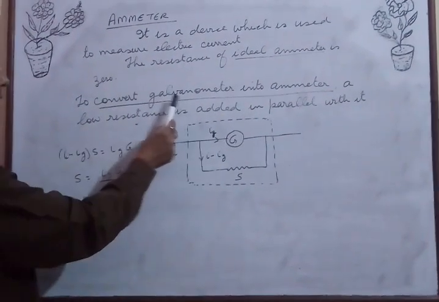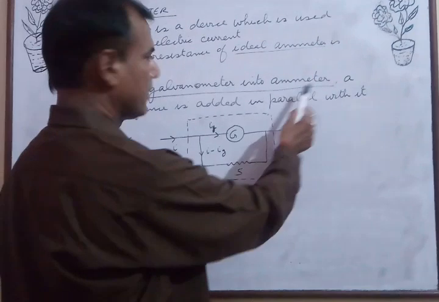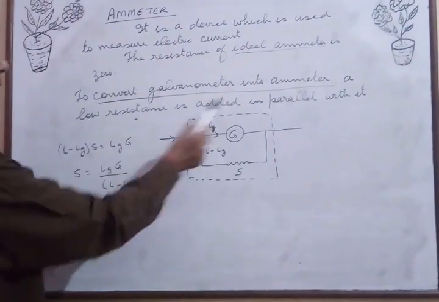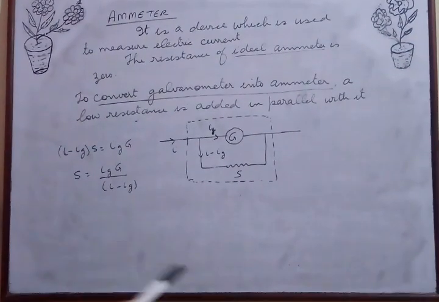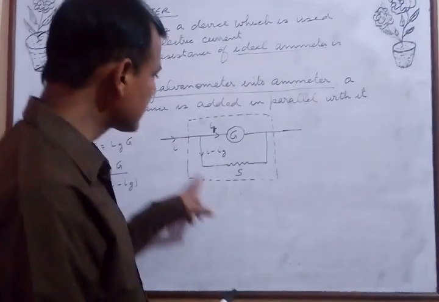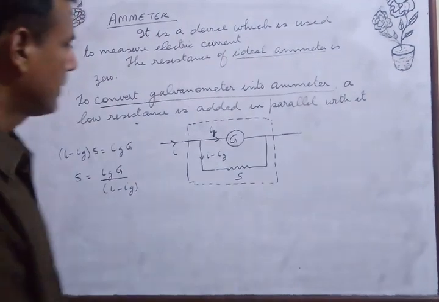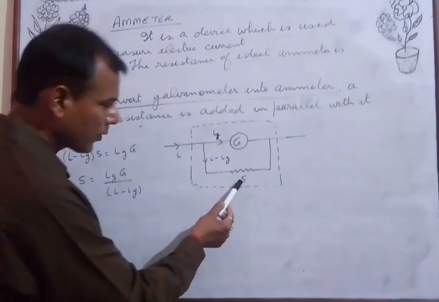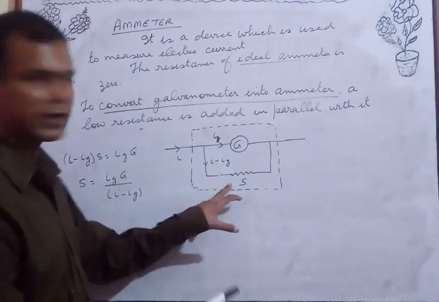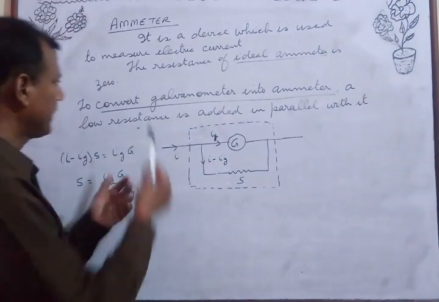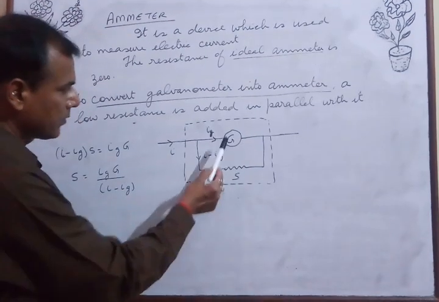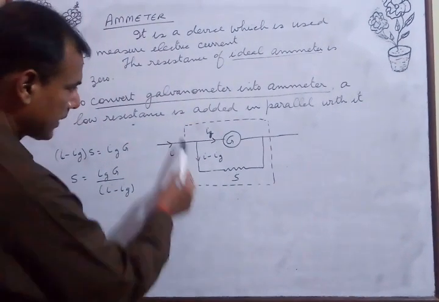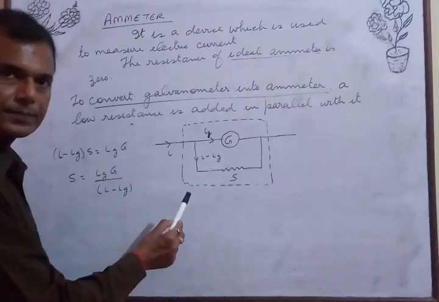To convert galvanometer into ammeter, a low resistance is added in parallel with it. In order to convert galvanometer into ammeter, what we do? We add a low resistance in parallel with it. This is a galvanometer and this low resistance added in parallel is also called shunt. So when we have to convert galvanometer into ammeter, we add a low resistance in parallel with it. This is a galvanometer, this is shunt, and this together becomes an ammeter.